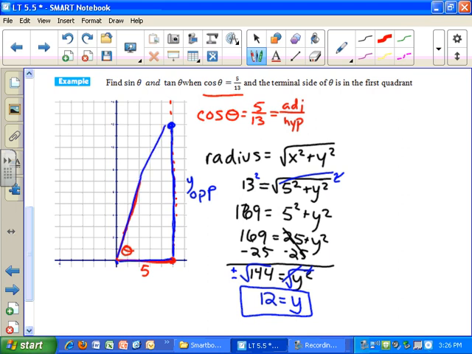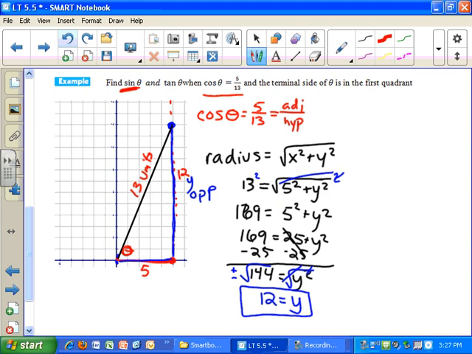So we can draw your hypotenuse like that. And theta is always going to be formed by the terminal side and the x-axis. It's not going to be theta up here. Okay. So now it says we need to find our missing 2 pieces. I knew my hypotenuse was 13 units. I now know that this side is 12.